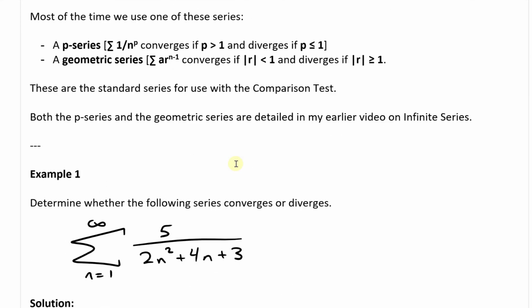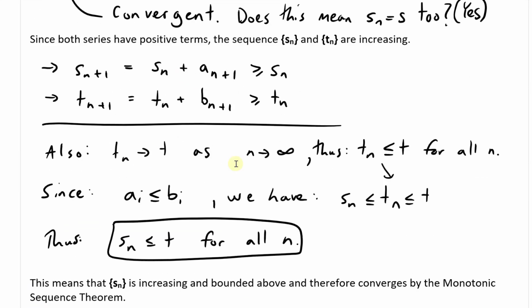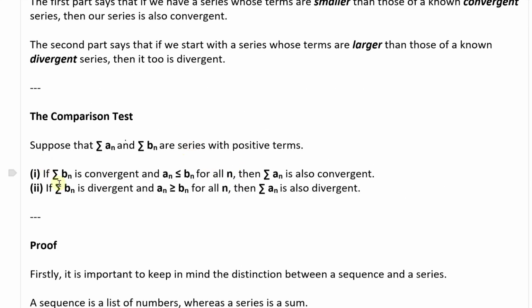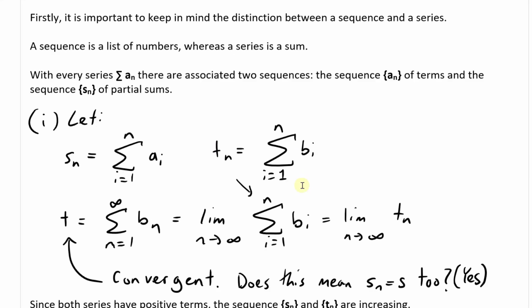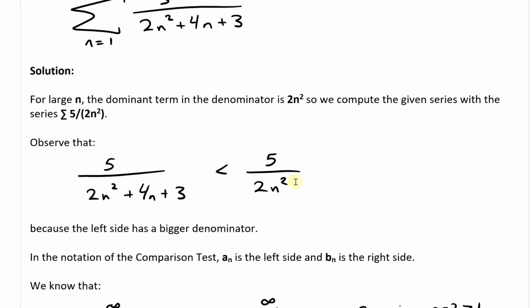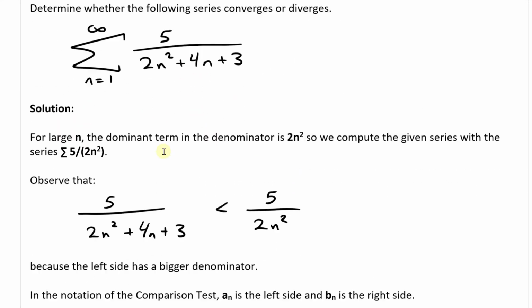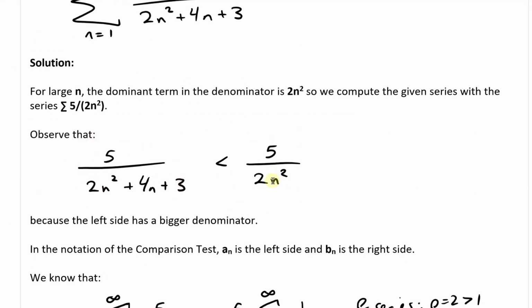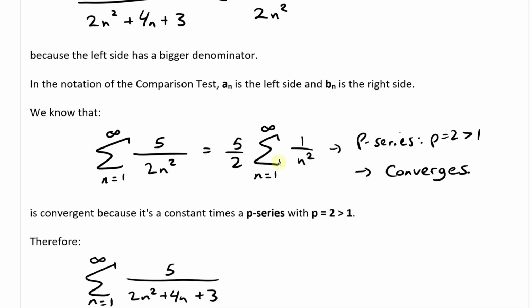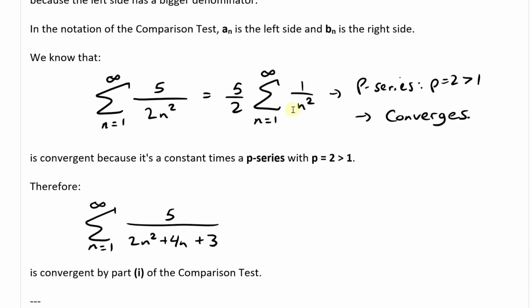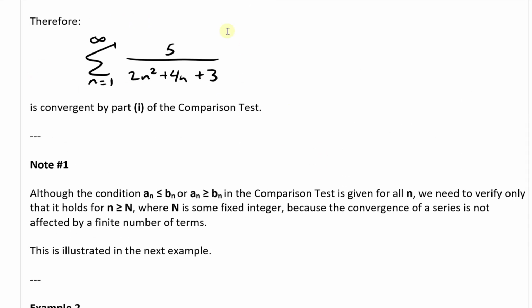Again, looking at the comparison test, it says that if bn is convergent and an is less than or equal to bn for all n, then the series an is also convergent. That's exactly what we have here. This is our an, its terms are less than the bn terms, and bn is a convergent p-series. So this is convergent because its terms are less than those of a convergent series.